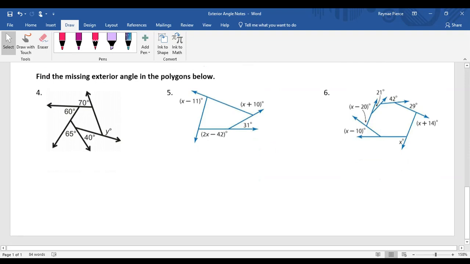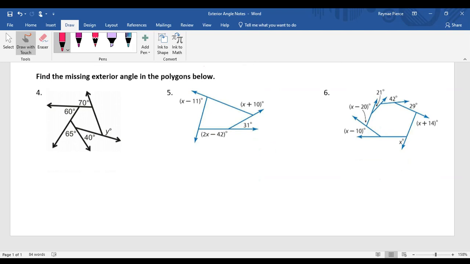Now down here, these 3 examples. Again, remember, it does not matter how many sides the polygon has. Each of these exterior angles, when we add all of them up, we will get 360 degrees. When I'm doing these, I like to start with a variable. So I'm going to start with y. The sum means to add. So y plus 40 plus 65 plus 60 plus 70 is going to be 360 degrees.